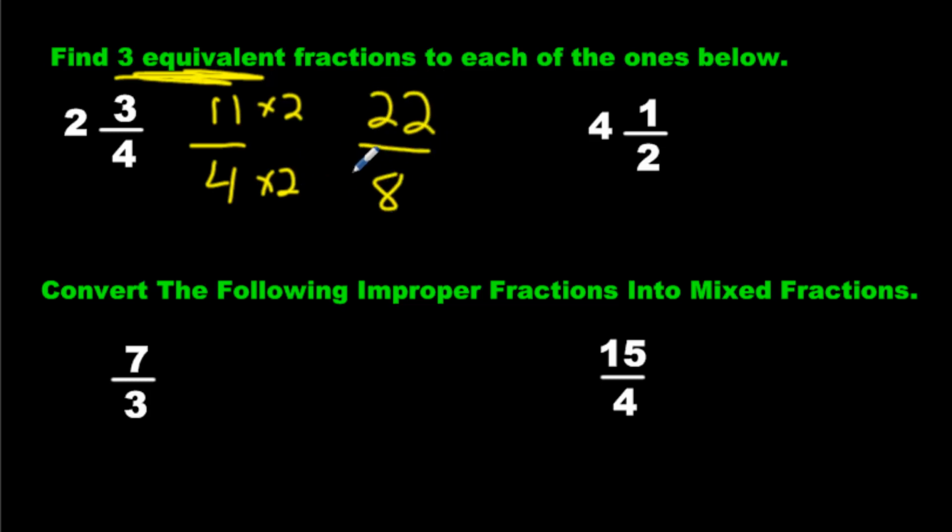That's equivalent. We can instead multiply by 3. Both of them, and you get 33 over 12. And then if you want to multiply by 4, you get 44 over 16. I'm out of room.